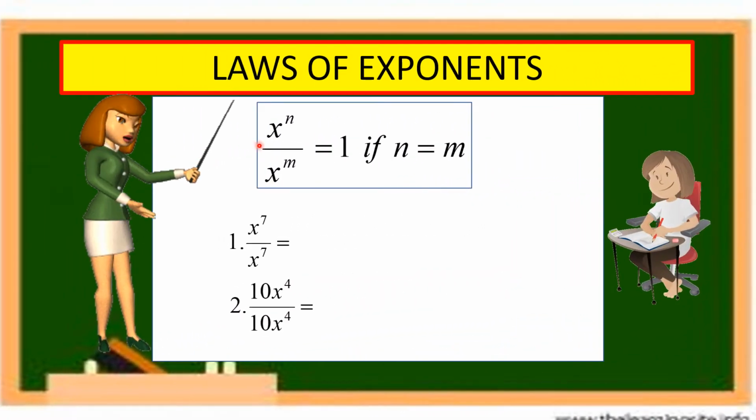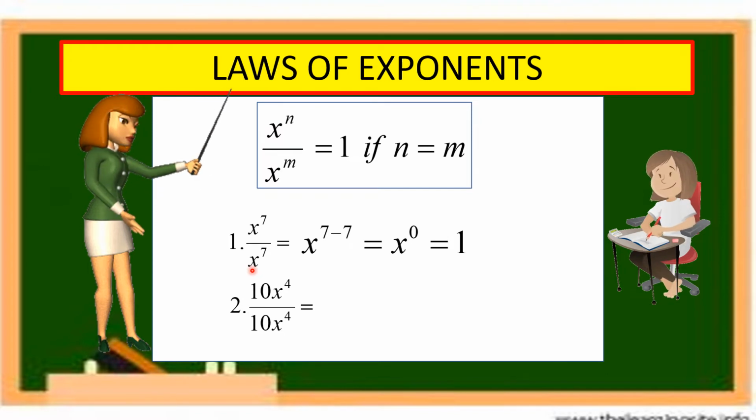We have another rule: x raised to the m divided by x raised to the m equals 1 if m equals n. We are in the next number. x raised to the 7 over x raised to the 7. That is x raised to 7 minus 7. 7 minus 7 is 0. And any number raised to 0 is equal to 1 except 0. So we are in problem number 2. 10x raised to the 4th divided by 10x raised to the 4th. The answer is still 1.